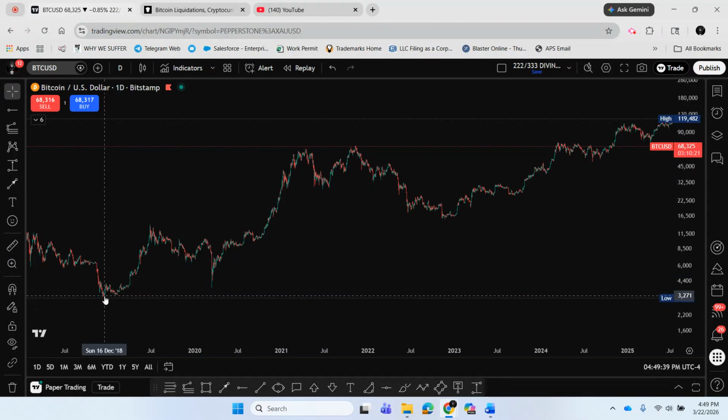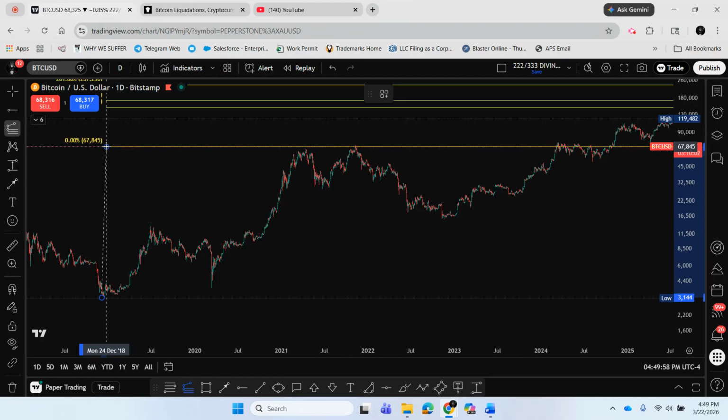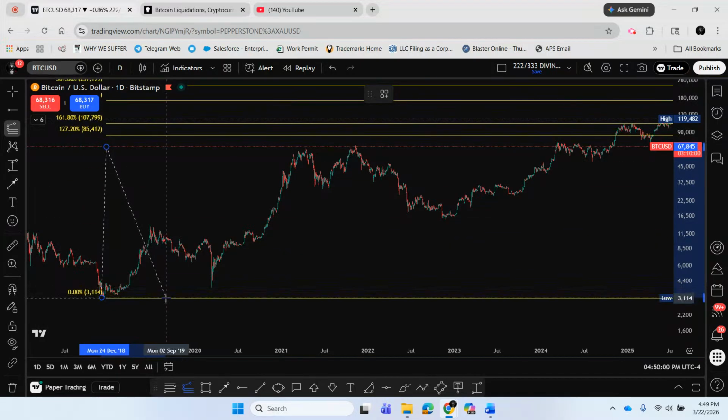You can measure this one as well. This is the low of December 2018, when we had that major run up before it pulled back, the recoil. So now this is going to be the new impulse that we're doing, and we're going to break it back down.